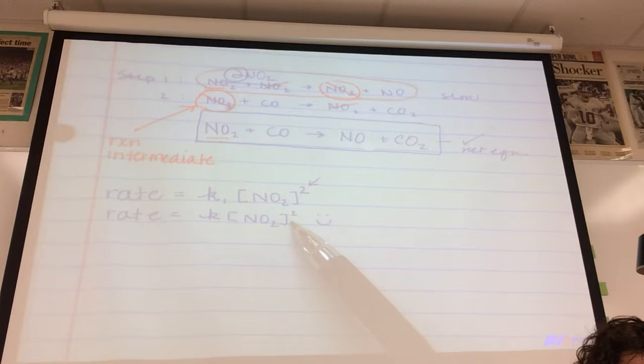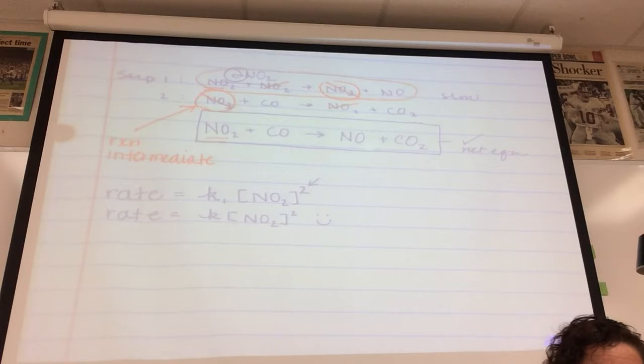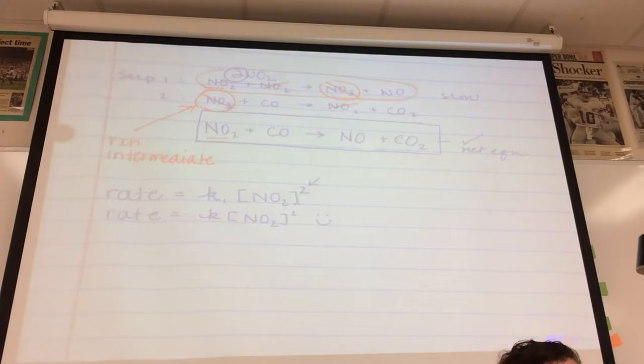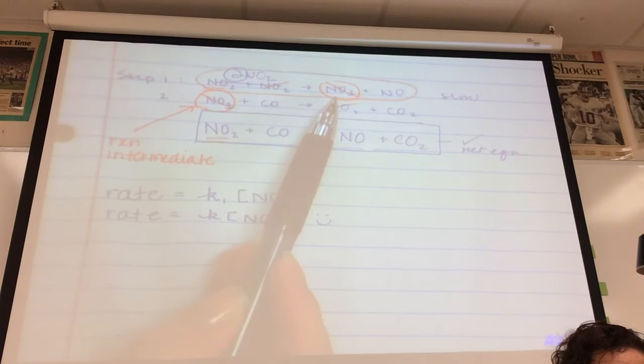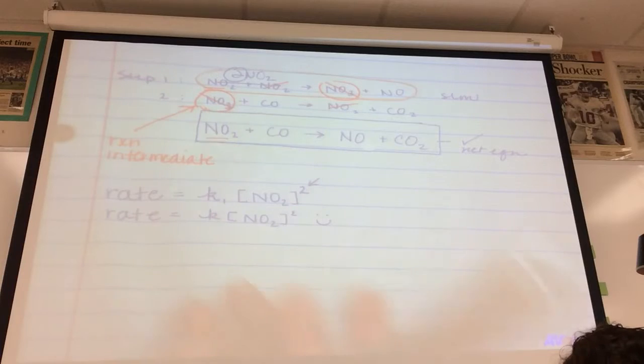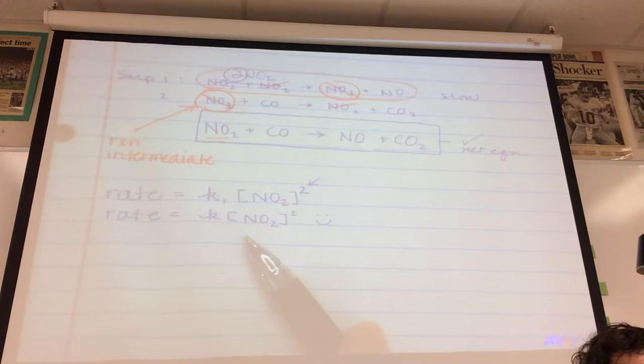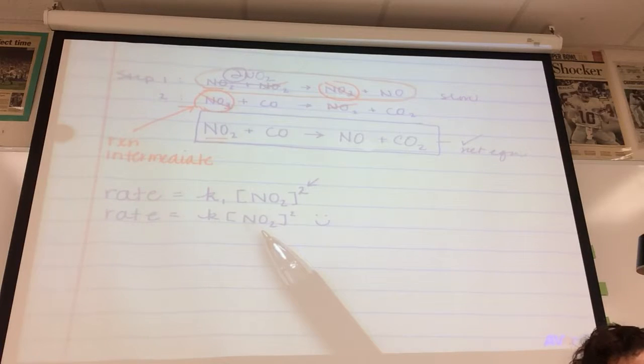If they didn't give us a rate law, you'd write it off the slow step and you would say that is the rate law. So again, a reaction intermediate is a product in one elementary step and a reactant in a subsequent elementary step. Rate laws are written from slow steps. If the slow step is first, it's as easy as this. No difficulty at all. Very straightforward.